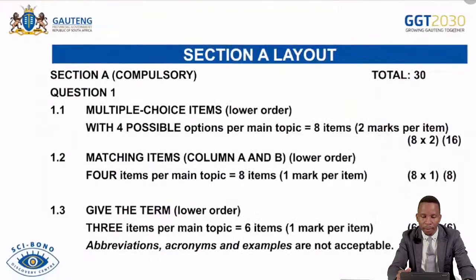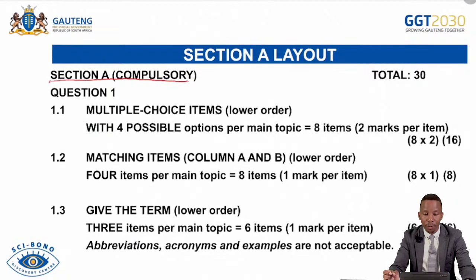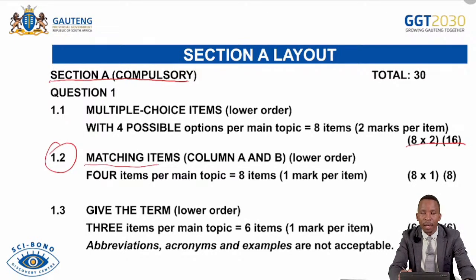So let's go on. So we have section A that is compulsory. The layout of section A, you must be aware of it. We have multiple choice items. That is the lower order, where you are given the description or the statement as well as 4 options, where you just have to choose 1 correct letter out of those 4 options. It gives you 16 marks. And then we have 1.2, which is matching items, column A and column B. In there, we are given column A and column B. You need to connect and relate those concepts to descriptions. And then that will be giving you 8 marks.